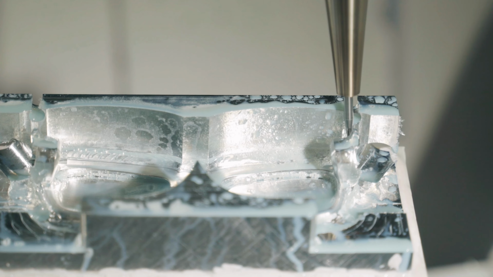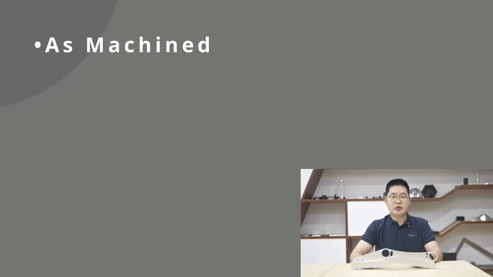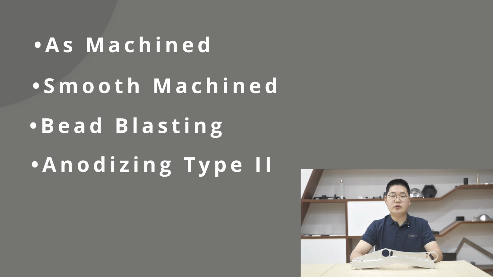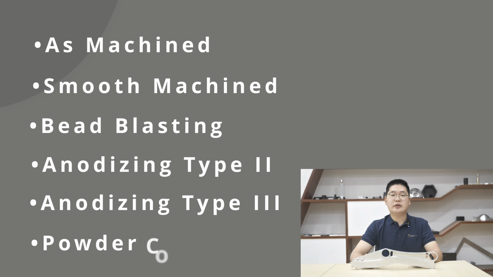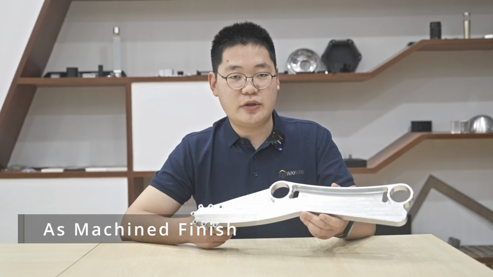Today, we're talking about the most common CNC finishes. We'll talk about what these finishes are. We'll cover as machined, smooth machined, bead blasting, anodizing type II, anodizing type III, and powder coating. So let's have a look first at as machined finish.